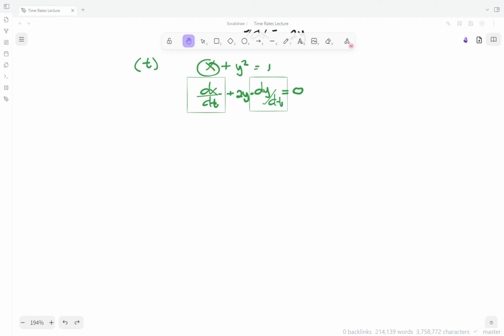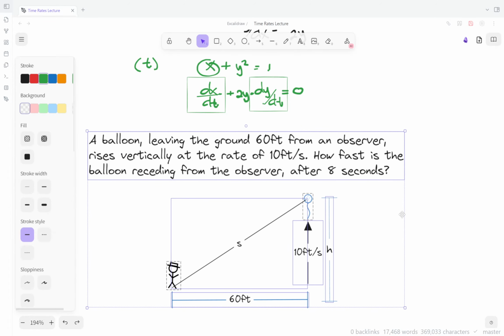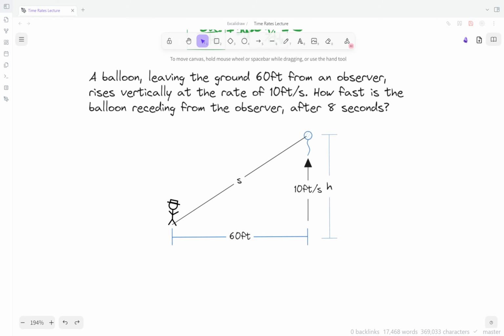So let me just try and copy this first. I have it on my other screen, and let's see if this works. Okay, here we go. Now we have this problem. It says here, a balloon leaving the ground 60 feet from an observer rises vertically. Let's assume there's no wind, so it's not affected by external stuff. It's just the balloon going vertically upwards at a rate of 10 feet per second. The question is, how fast is the balloon receding from the observer after 8 seconds?